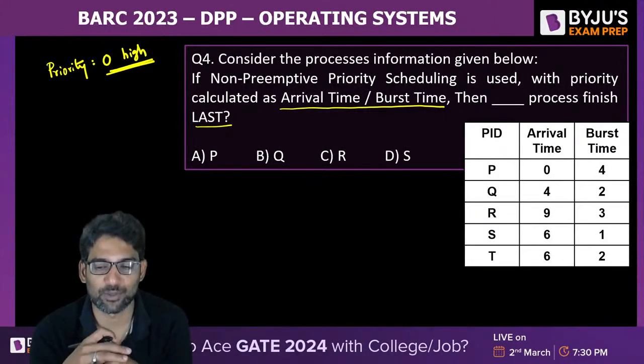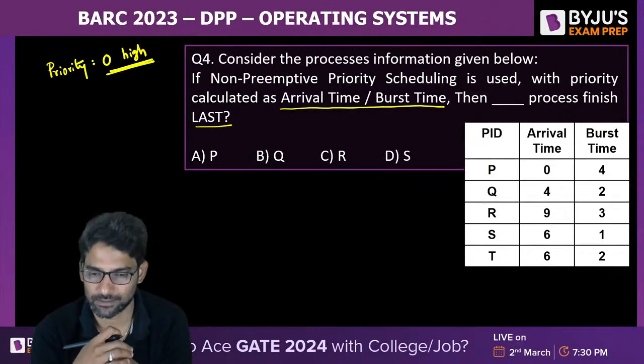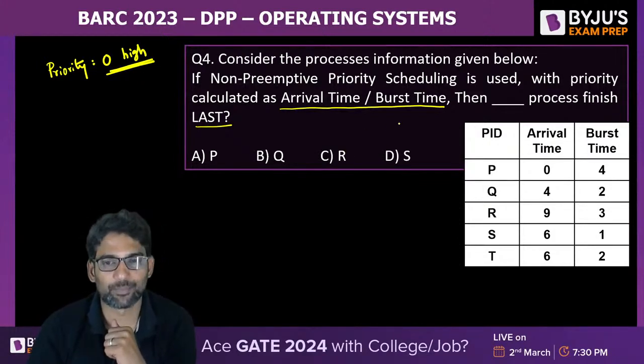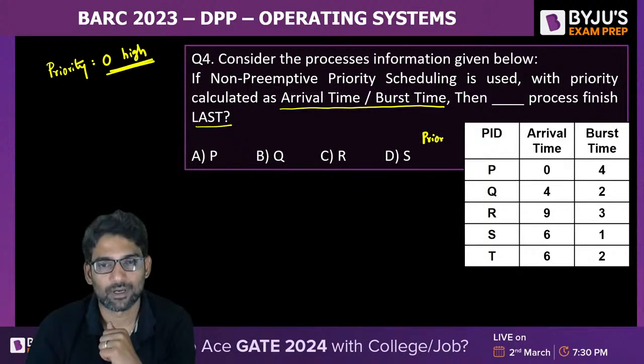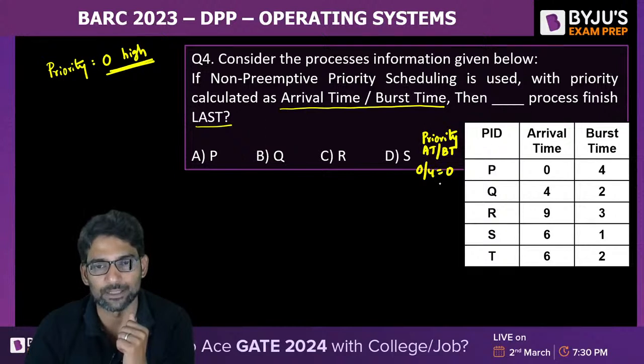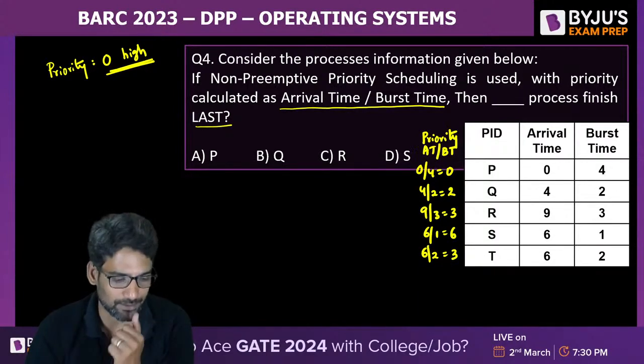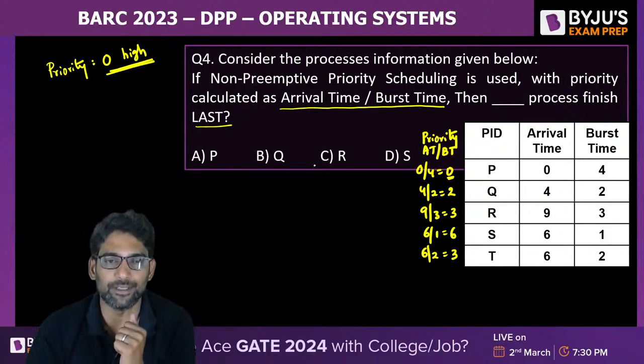Okay, MSD is telling option C, that is the process R. Okay. Let us calculate the priority, guys. How are you calculating the priority? Arrival time divided by burst time as per the question. So 0 divided by 4, 0. 4 divided by 2, 2. 9 divided by 3, 3. 6 divided by 1, 6. 6 divided by 2, 3. So priorities are this. 0 is the high priority.